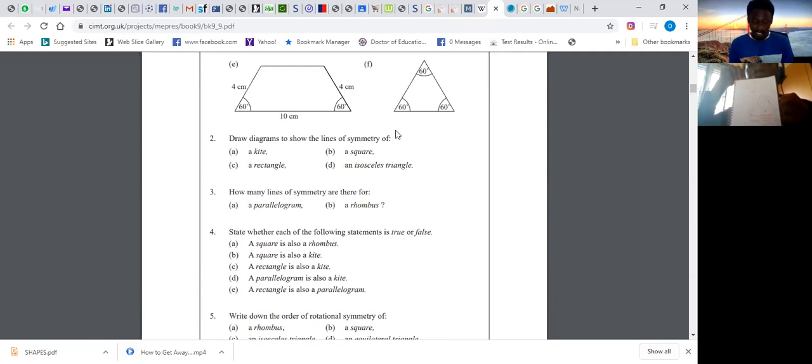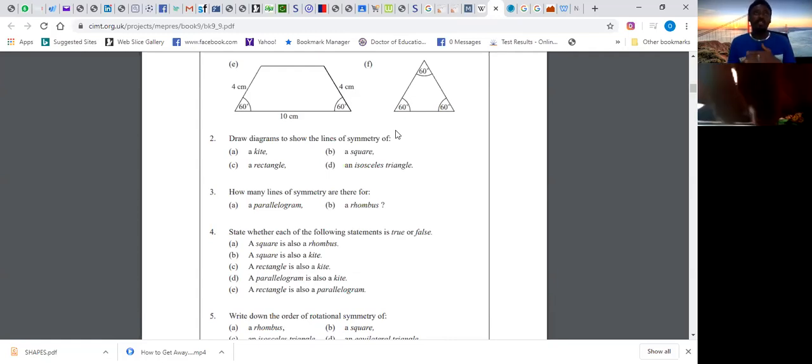But first, tell me, what is the line of symmetry? Let's see if you recall what I've taught you in the past. The middle one. The line that divides a shape into two equal halves, right? So you make sure that when you're drawing a line of symmetry, it has to divide the shape into two equal halves.